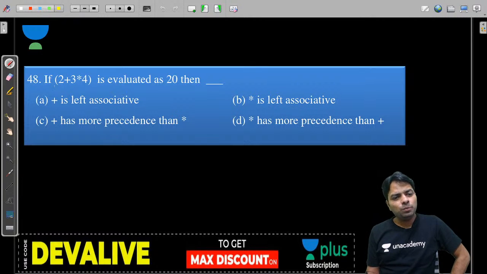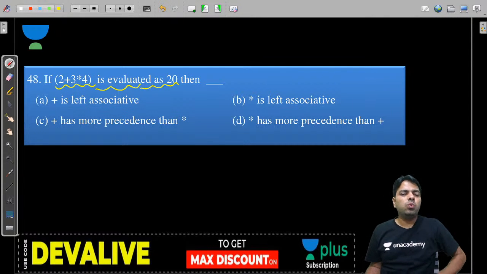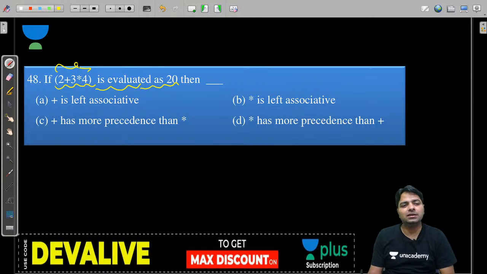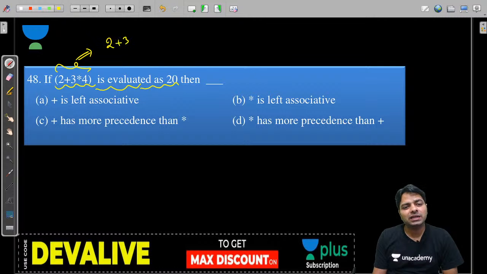And guys, if 2 plus 3 star 4 is evaluated as 20, then what kind of relation can you get from this expression? Here it is evaluated as 20. It means 2 plus 3 is evaluated first, then star 4, which means 5 into 4 is 20. It means plus has more precedence than star.